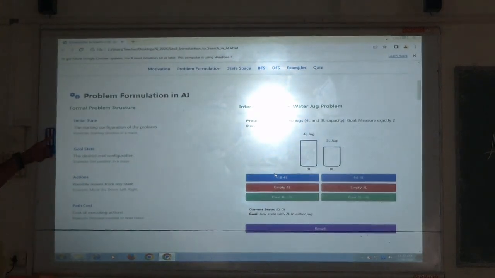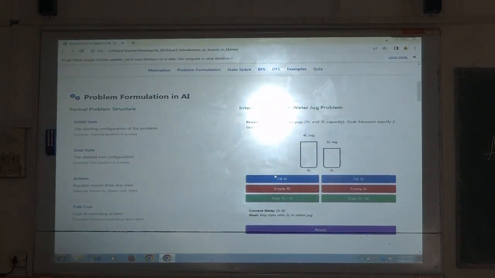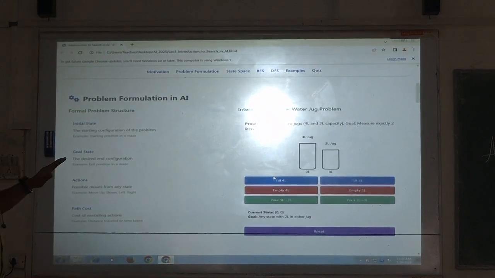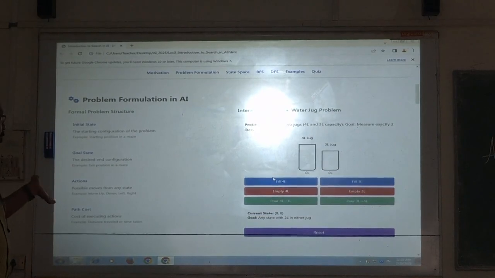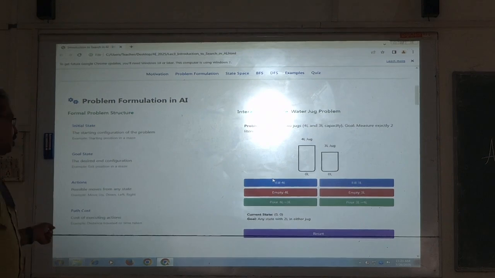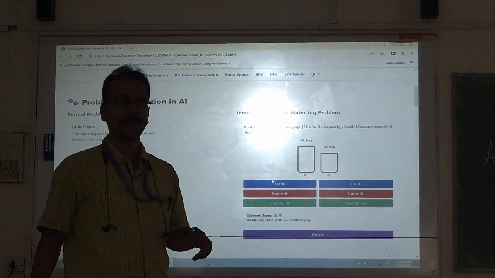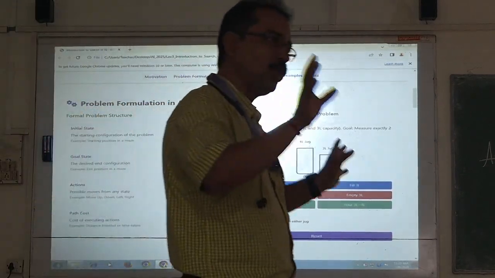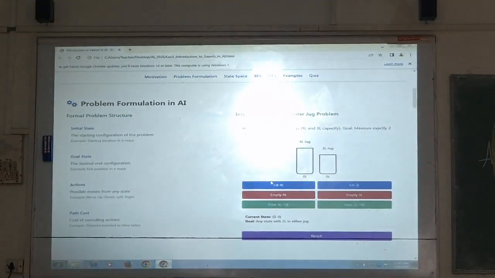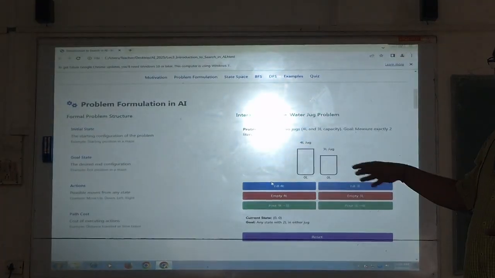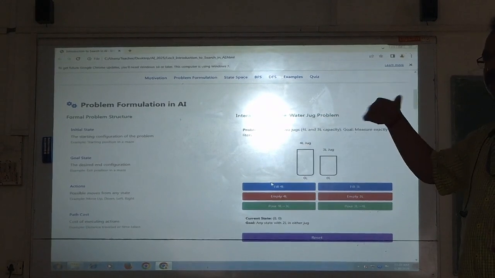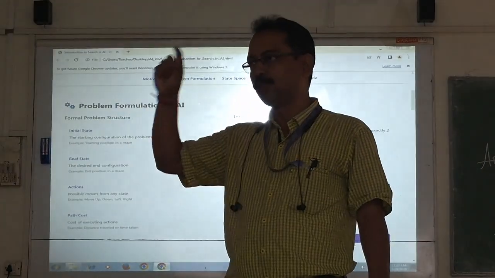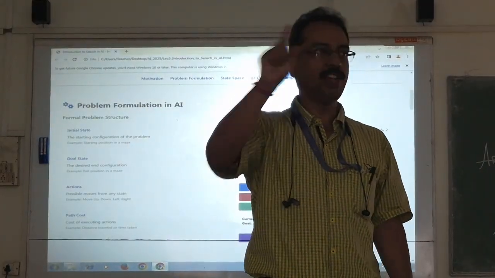Suppose here 6 actions are mentioned. Check here: fill 4 liter jug, fill 3 liter jug, empty 4 liter jug, empty 3 liter jug, pour 4 liter to 3 liter, and pour 3 liter to 4 liter. Now initially you will be given 2 empty jugs. Your target will be, you can perform any of these actions in any particular sequence, but at the end your goal will be to keep 2 liters of water in any of the jugs.